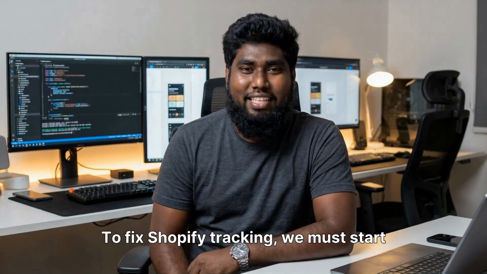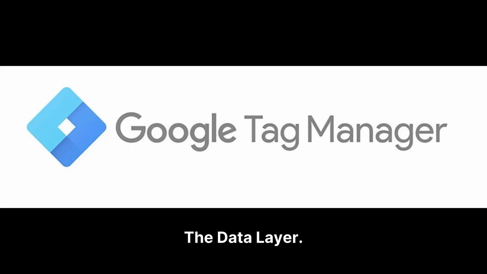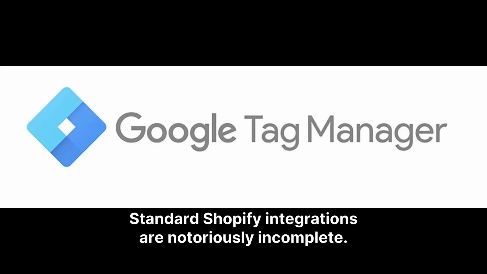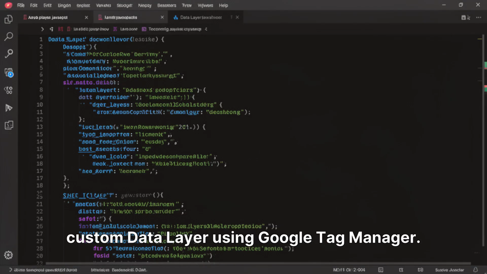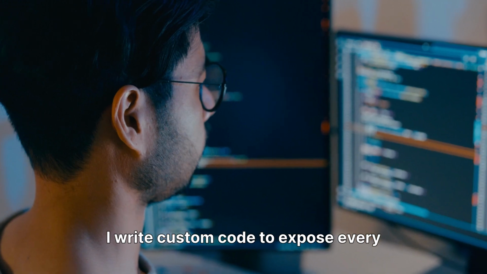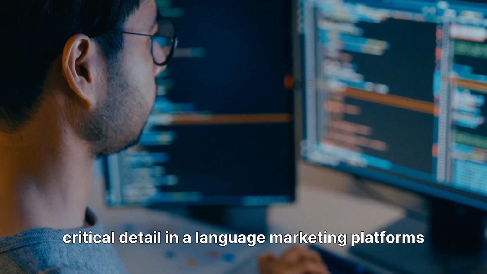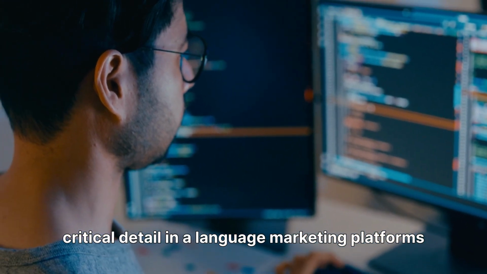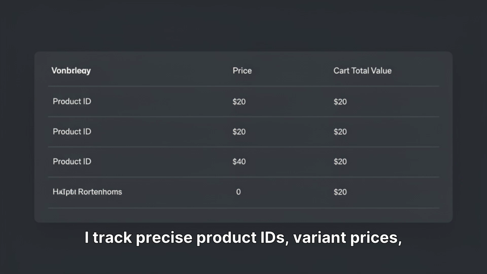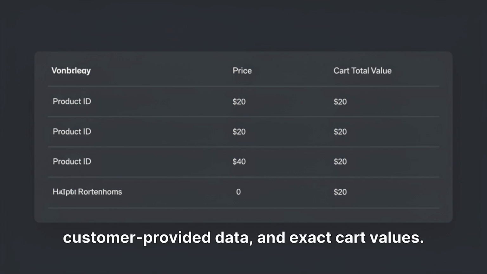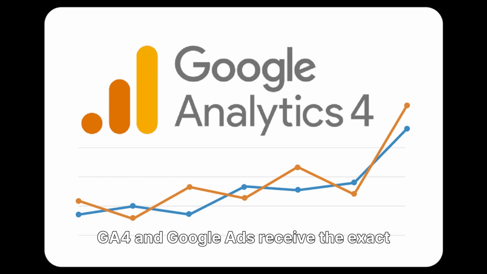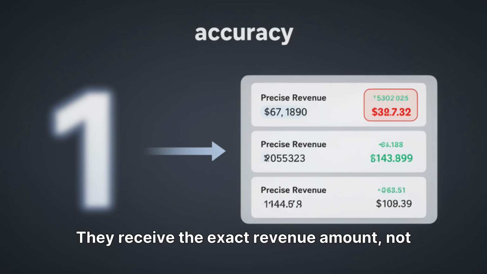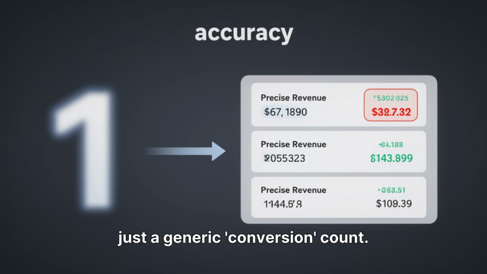To fix Shopify tracking, we must start with the foundation, the data layer. Standard Shopify integrations are notoriously incomplete. As a specialist, I implement a robust custom data layer using Google Tag Manager. I write custom code to expose every critical detail in a language marketing platforms understand. I track precise product IDs, variant prices, customer provided data, and exact cart values. This ensures that when a purchase happens, GA4 and Google Ads receive the exact revenue amount, not just a generic conversion count.